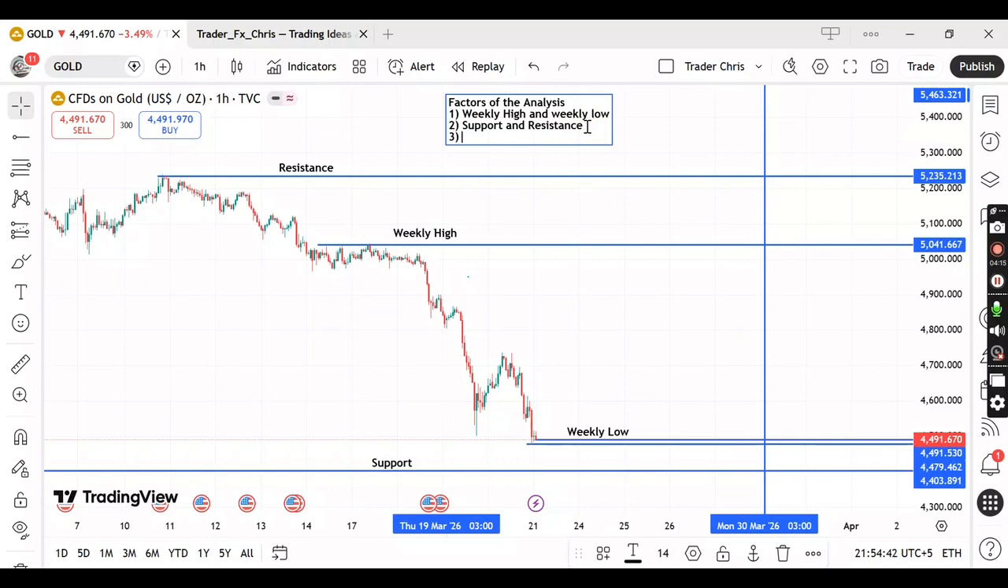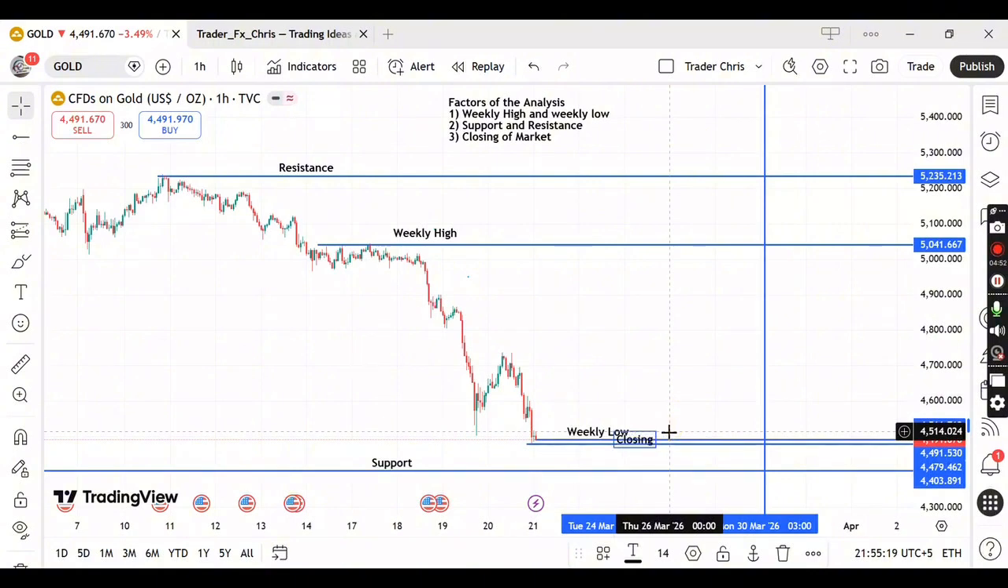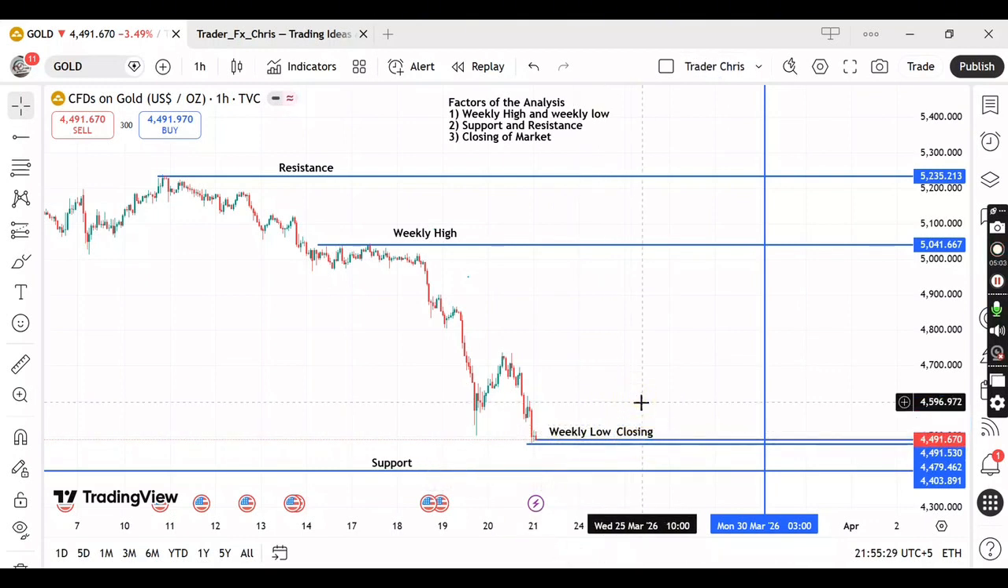Here we will see that the closing price is the most important thing, which helps us to predict the first day of the market. First, the closing of the market: this area was the closing of the market, almost the weekly low. So we will see that the weekly high, weekly low and closing are almost the same.